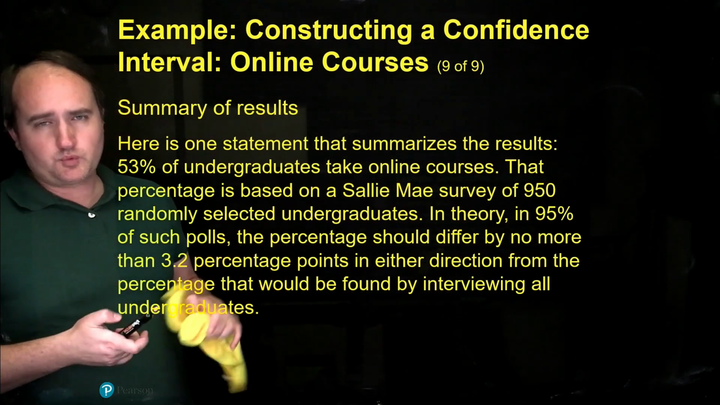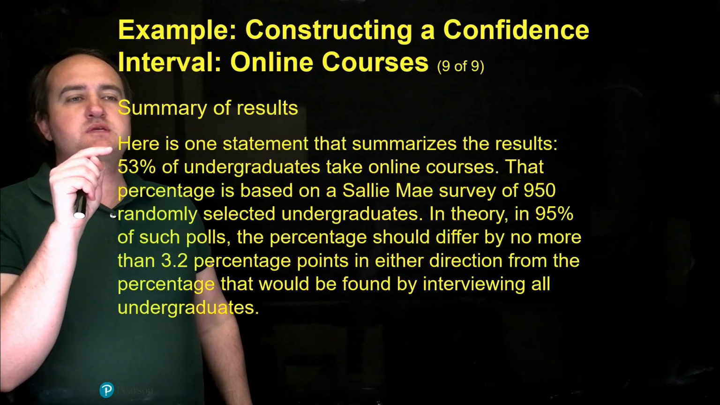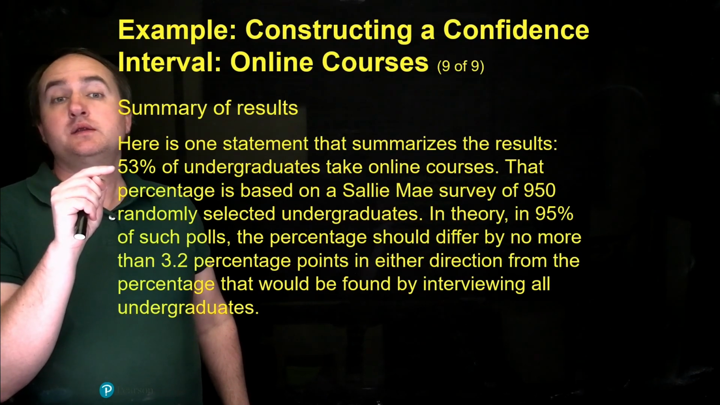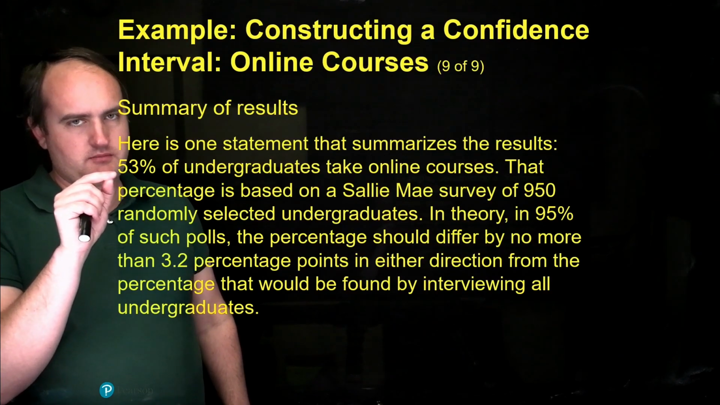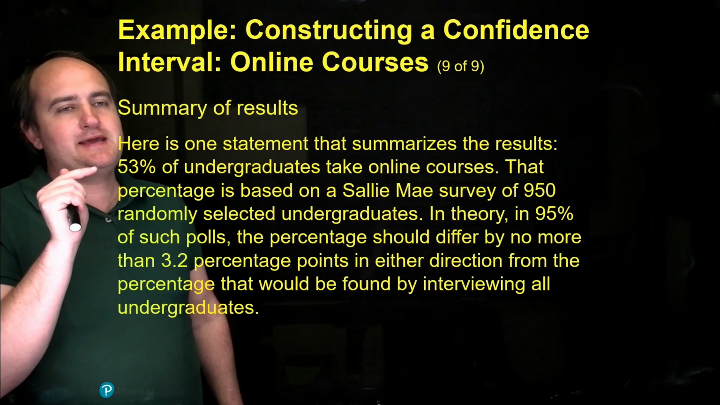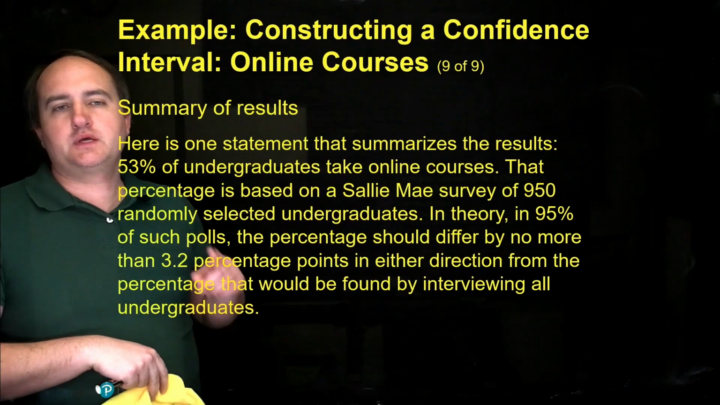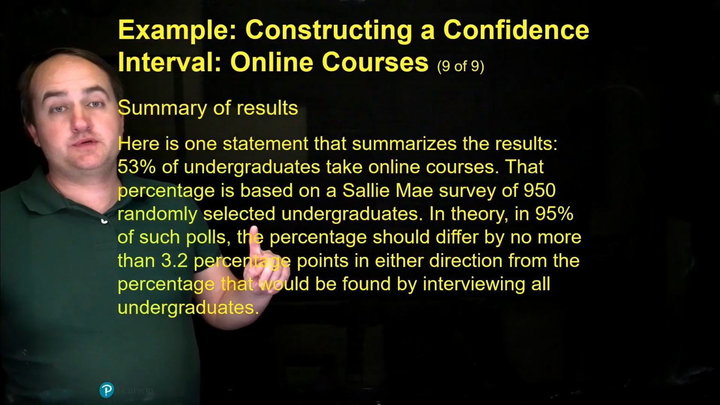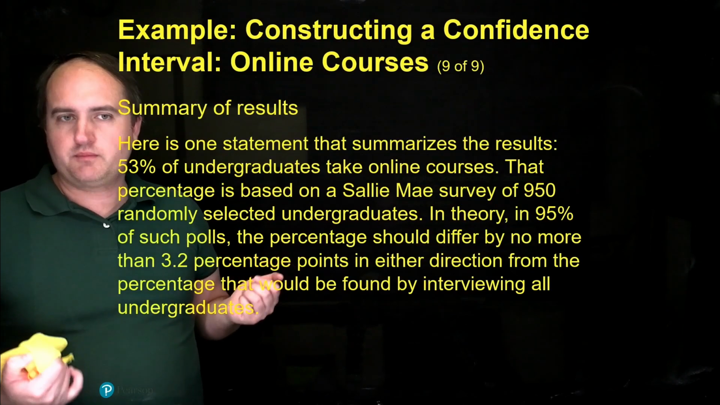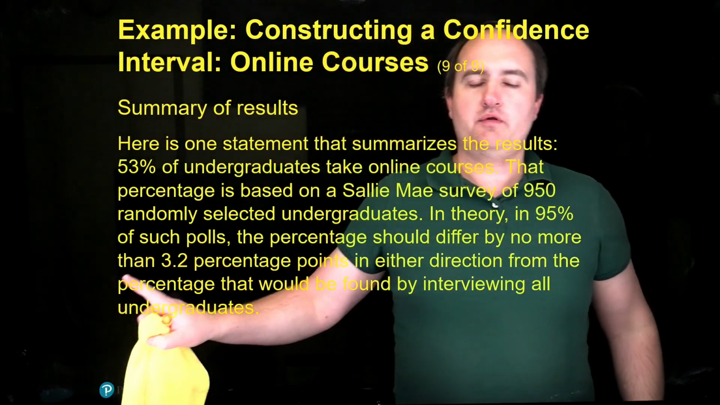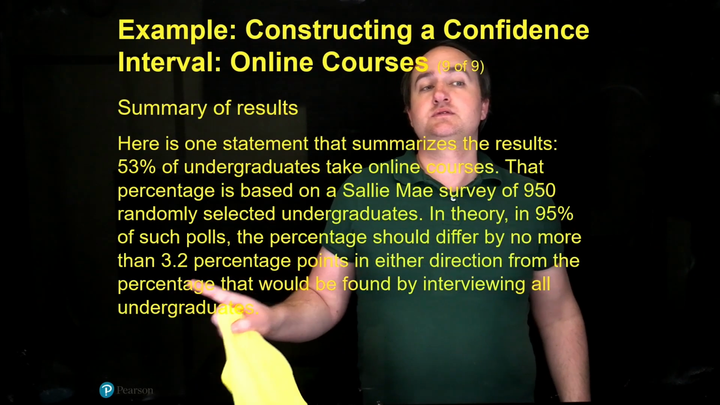Summary of results. This is if you were a reporter and you were trying to write a story about your statistics. Here is one statement that summarizes the results. 53% of undergraduates take online courses. When they're saying that, that's the point estimate. That's not the population proportion p, that's our point estimate p hat. That percentage is based on a Sallie Mae survey. So the 53% they're talking about is p hat of 950 randomly selected undergraduates. In theory, in 95% of such polls, in other words, we're 95% confident, the percentage should differ by no more than 3.2 percentage points in either direction.